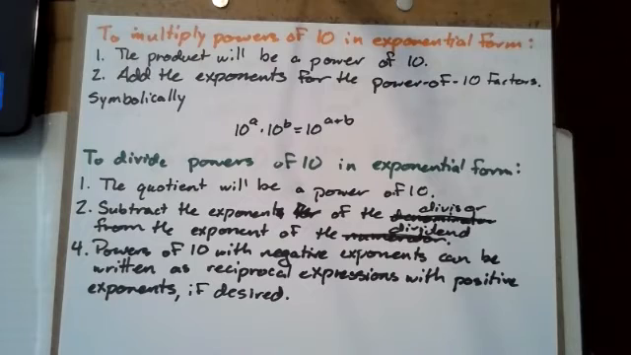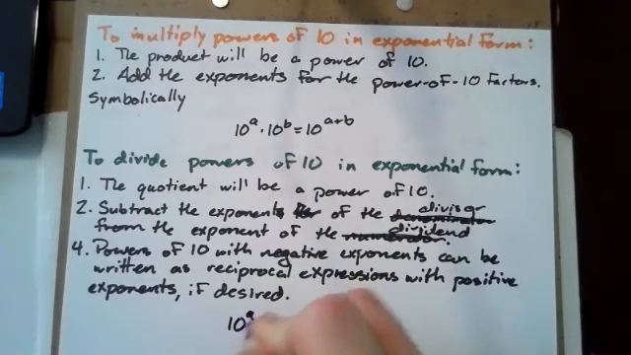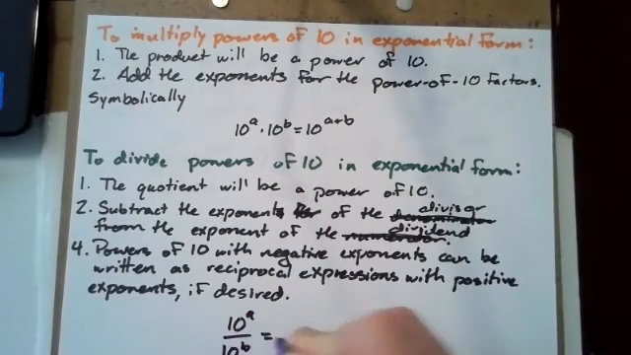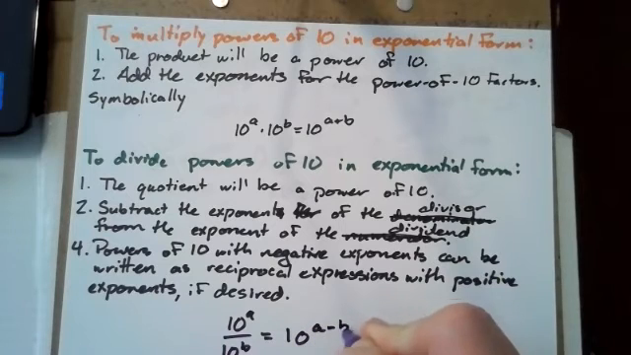To multiply powers of 10 in exponential form, the product will be a power of 10. You add the exponents for the power of 10 factors. Symbolically, that's 10 to the a times 10 to the b equals 10 to the a plus b. To divide powers of 10 in exponential form, the quotient will be a power of 10. Subtract the exponent of the divisor from the exponent of the dividend. Powers of 10 with negative exponents can be written as reciprocal expressions with positive exponents if desired. So if we have something like 10 to the a divided by 10 to the b, that's equal to 10 to the a minus b.